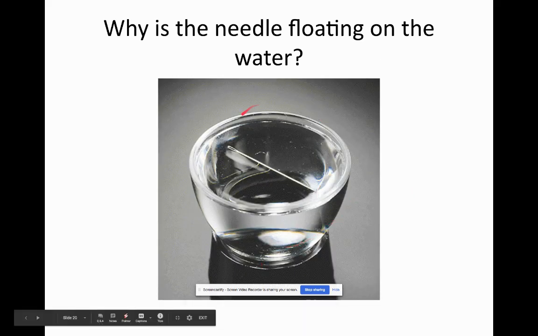Now, if we look at this image here, we can see a needle floating on top of some water. Why does this happen? Well, this happens because water is a polar molecule, and so there is a lot of attraction between the water molecules, which would allow a buildup of surface tension, and that surface tension is preventing the needle from breaking through the surface and falling into the water.